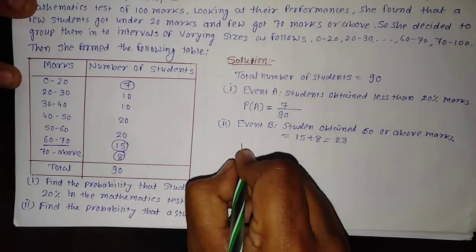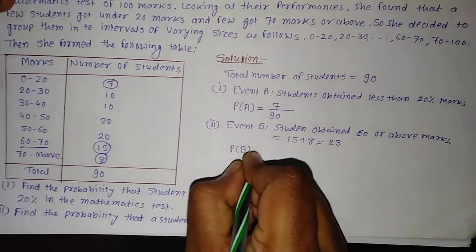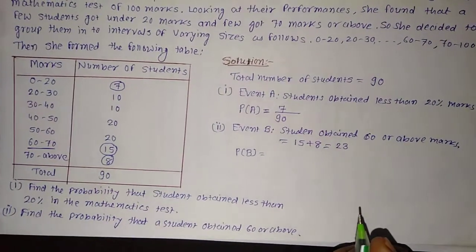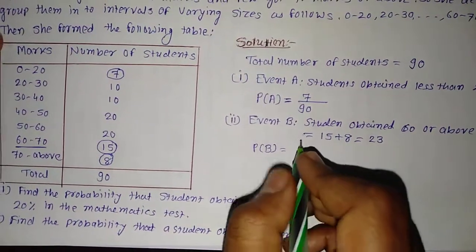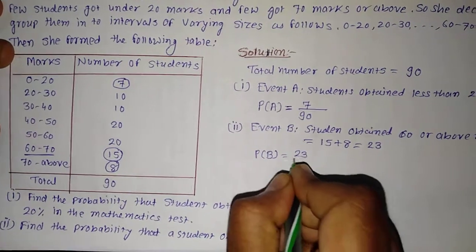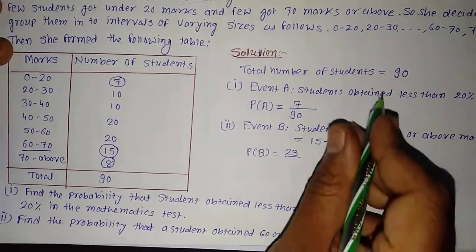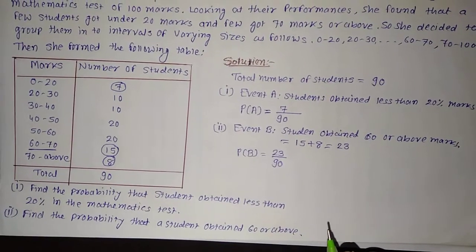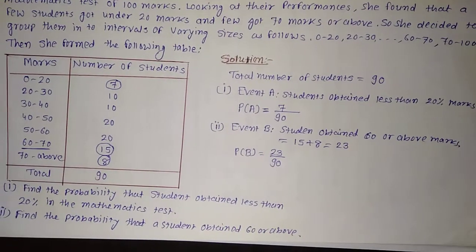Now let us find the probability. The probability of event B, which is that a student obtains 60 or above marks, is equal to 23 in the numerator and in the denominator the total number of students, and that is 90. So probability of event B is equal to 23 upon 90. This is a very easy sum.